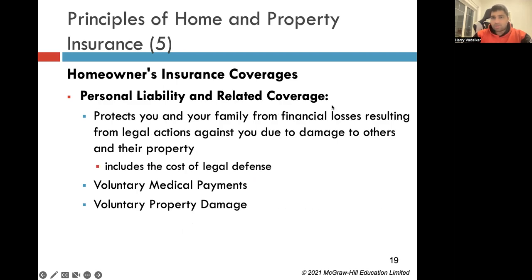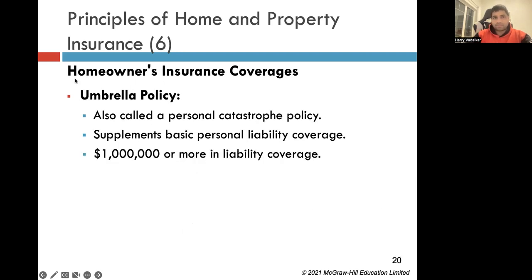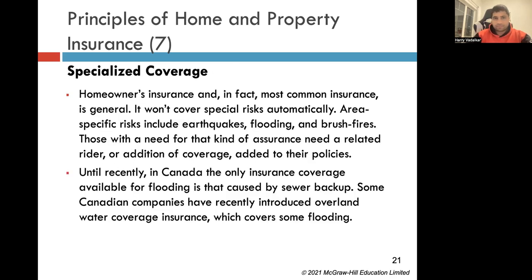Personal liability is also important. So it protects you and your family from financial loss resulting from legal action against you due to damage to others and their property. It includes the cost of legal defense. It might include voluntary medical payments and voluntary property damage. You can get an umbrella policy. It is also called a personal catastrophic policy. An umbrella policy is a liability policy. It basically supplements the personal liability coverage. It is 1 million or more in liability coverage. Then there are specialized coverages too.